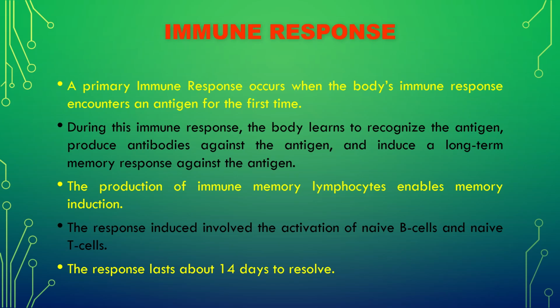Primary immune response. A primary immune response occurs when the body's immune system encounters an antigen for the first time. During this immune response, the body learns to recognize the antigen, produce antibodies against it, and induce a long-term memory response against it. The production of immune memory lymphocytes enables memory induction. The response involves the activation of naive B cells and naive T cells. The response lasts about 14 days to resolve.